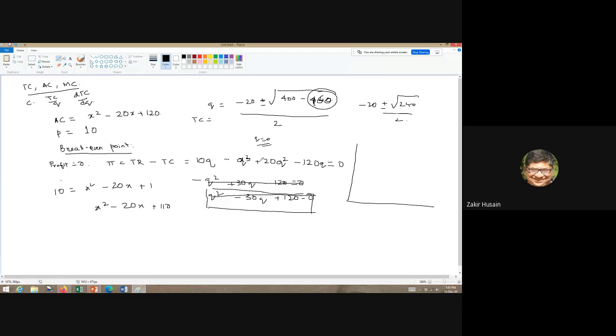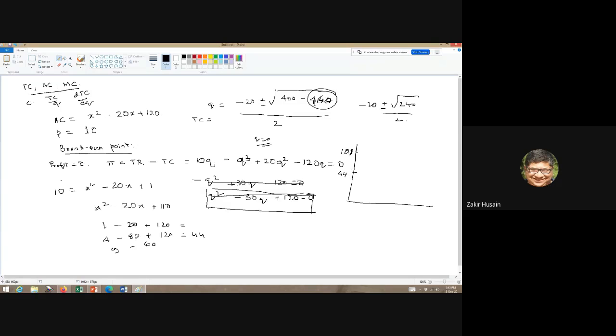Okay, now what's the sketch? The average cost function, x square minus 20x plus 120. So over here you can just put in values. Let us say x is 1: this will be 1 minus 20 plus 120, so this is 101. Yeah, sorry, it's 101.